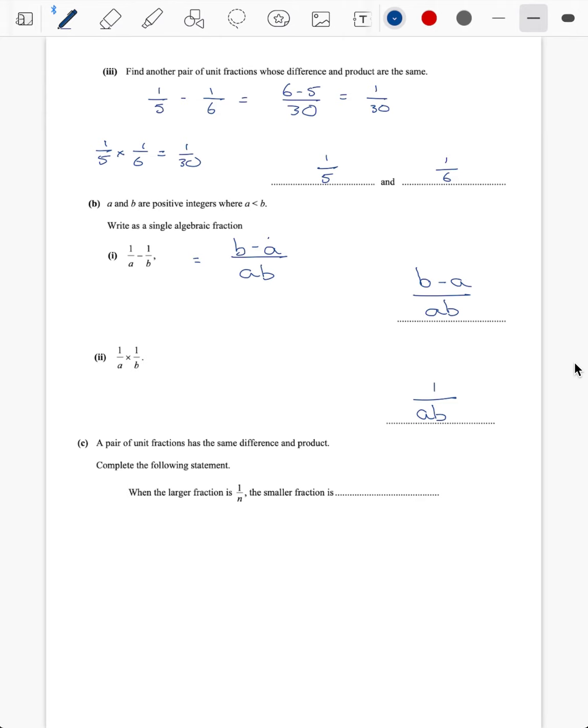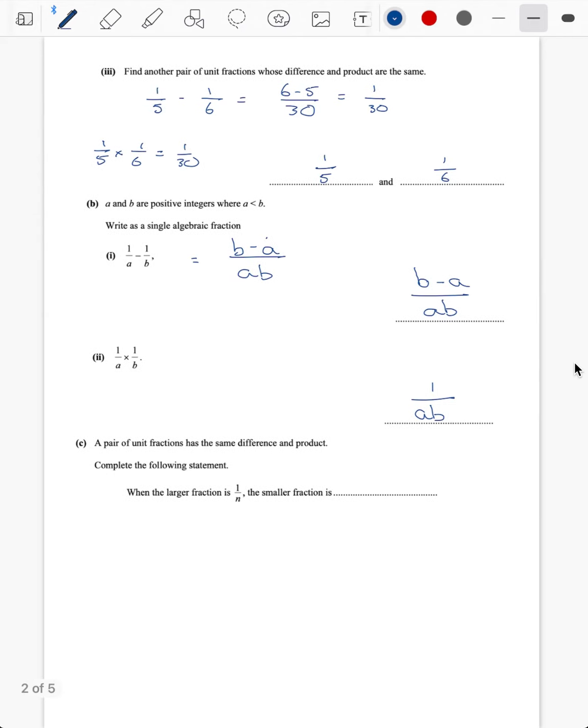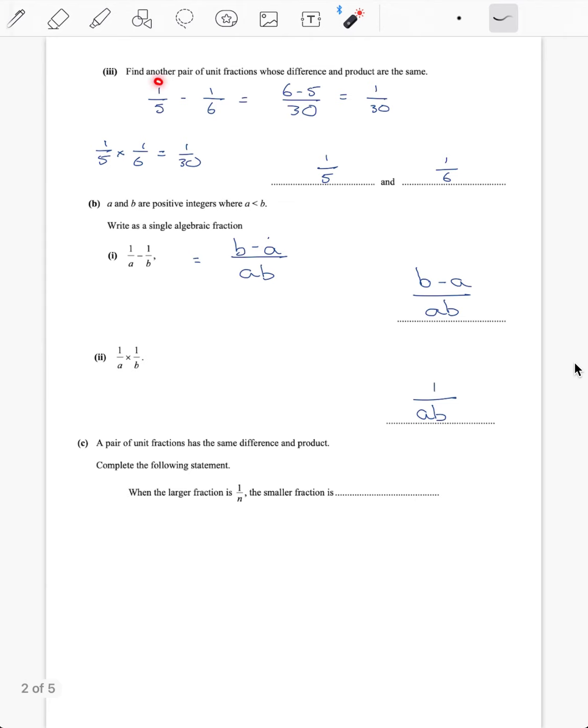Okay. A pair of unit fractions has the same difference in product. Complete the following statement. When the larger fraction is 1 over n, so let's just think about the larger fraction. The larger fraction is the first one, right? Always the first one. So with my number, it was the 1 over 5. My letter is 1 over A. And we're going to subtract the smaller one so that we get a positive result.